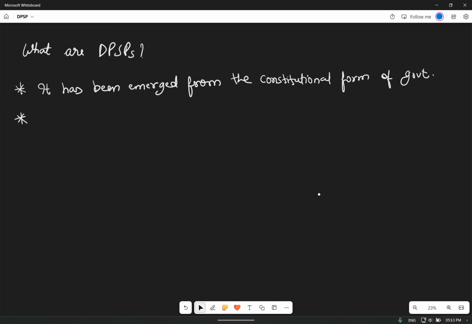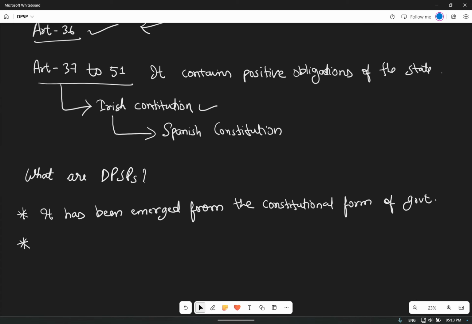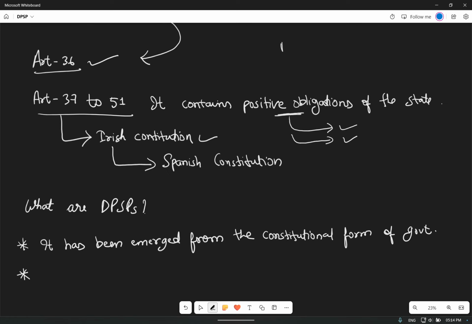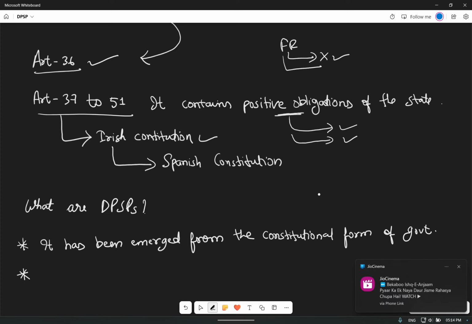while formulating the policies and enacting laws. What I have said in the mention, that it contains the positive obligation. Positive obligation means what? It is telling that a state should do this, a state should do that. Okay, should do, and fundamental right was what? A state should not do this, a state should not do that. Okay, that is the difference.